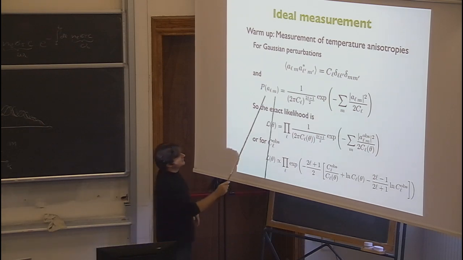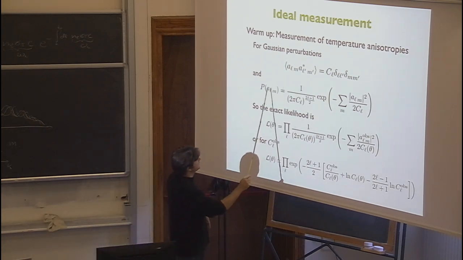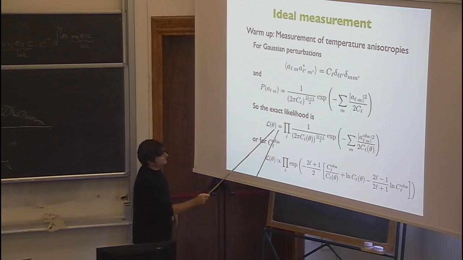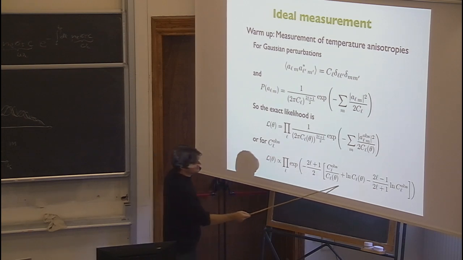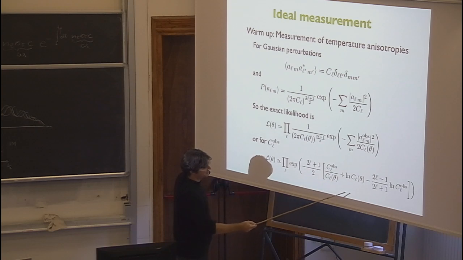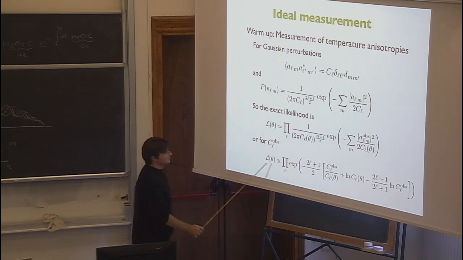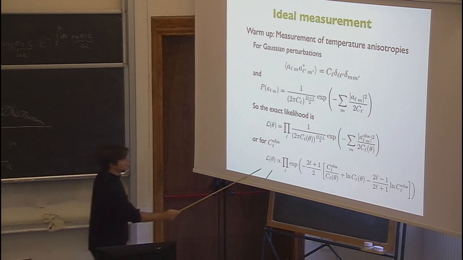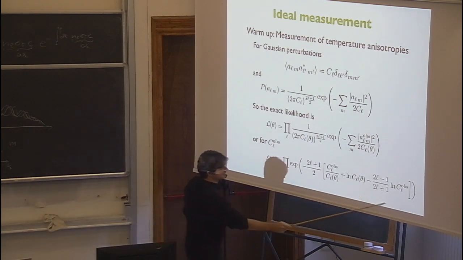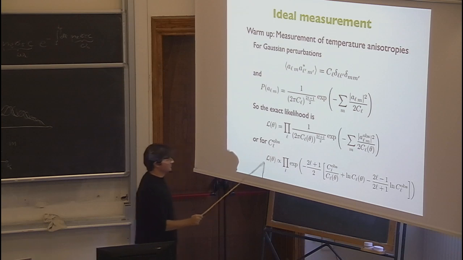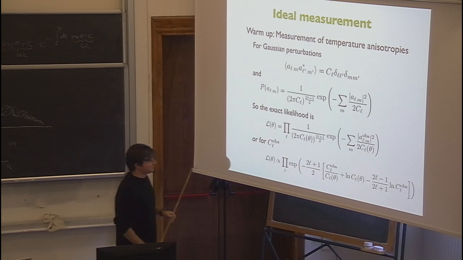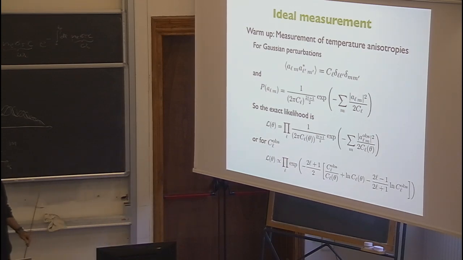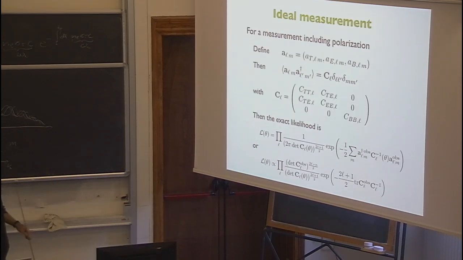Often you're not measuring the ALM, so you're not necessarily interested in that, but you can easily go from a likelihood for the ALMs to a likelihood for the CLs. It's just a change of variables for the integral. So that would be the exact likelihood. If you had an experiment that does this kind of thing, this is the likelihood you should use, where these are the observed ones. This is your theory, the observed ones. So you can work out the likelihood just because you know the underlying statistics of your ALMs.